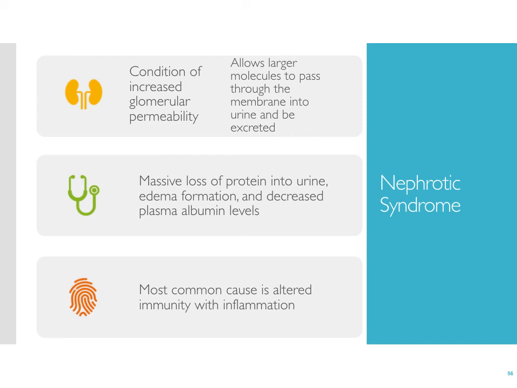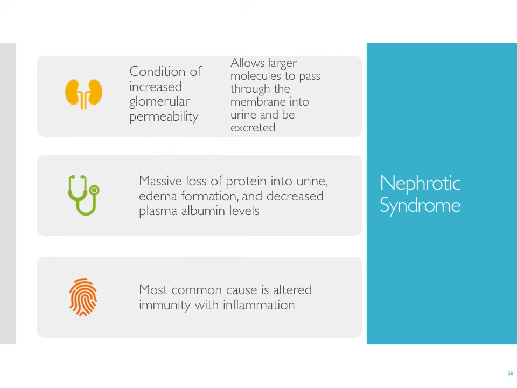The massive loss of protein into the urine results in less protein in the bloodstream, which causes edema formation. Think about how fluids cross tissues, and it wants to be equal on both sides. If we have more protein on one side and less protein on the other side, we're going to get more fluid rushing over to this other side. And that's going to result in the edema formation and the decreased plasma albumin levels.